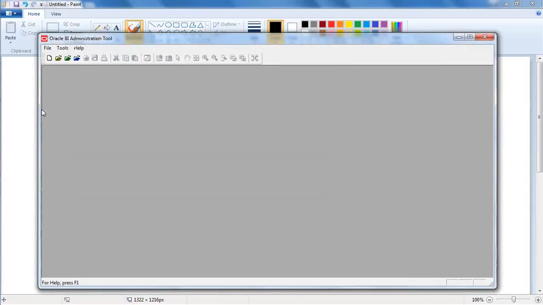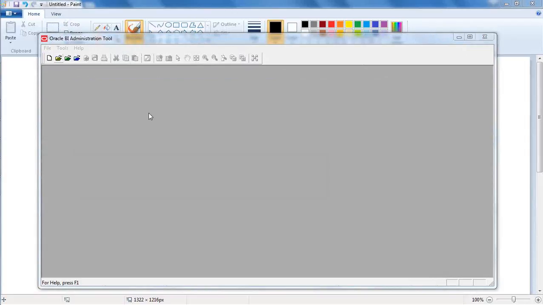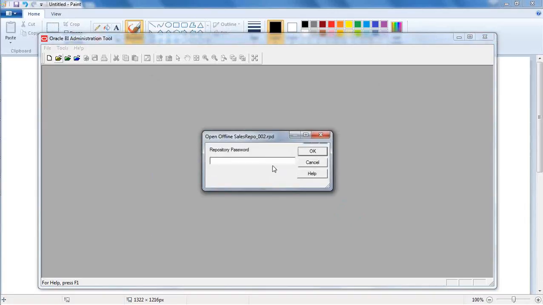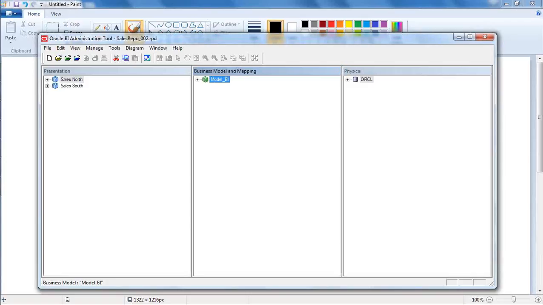Okay, so if I open the repository that we developed yesterday, I think it is the repository sales repo 002. Okay, and my password is welcome1. So this is the repository we developed.